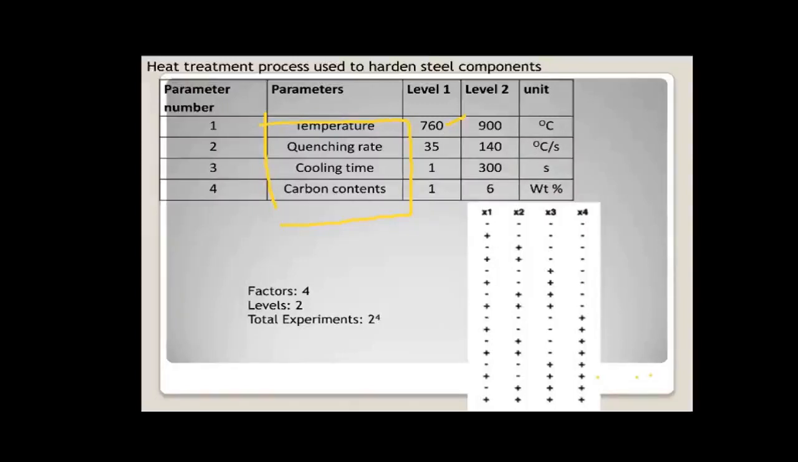Screening is necessary when you don't know anything about your process. You don't know much about how your input parameters are behaving. In that case, you are having only two levels. Here I am having two levels only.